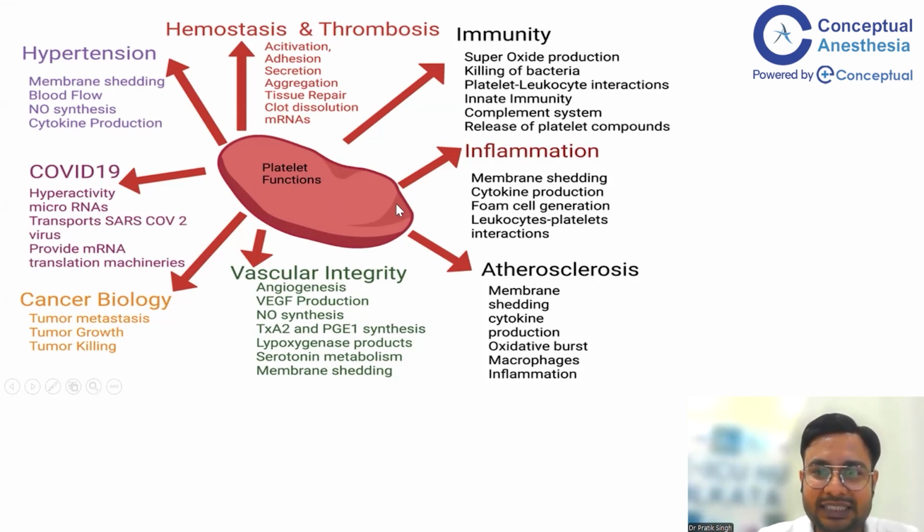So whatever situation happens, be it inflammation, atherosclerosis, any kind of oxidative stress or immunity, we see that the platelet is one of the important blood cells that gets activated. And because of this, the hemostasis and thrombosis in the body get altered, and we have to take care of it.